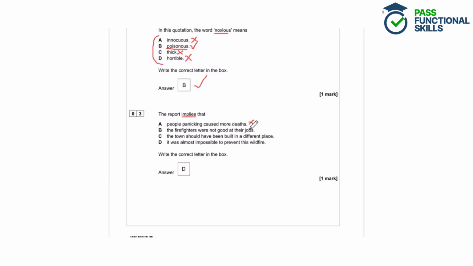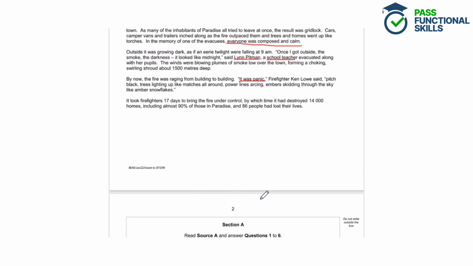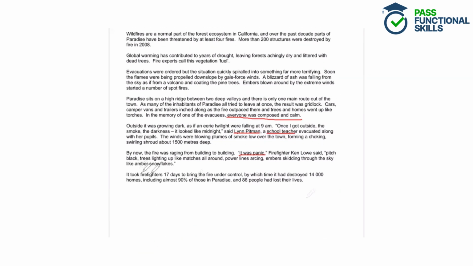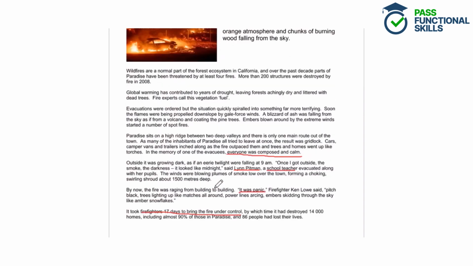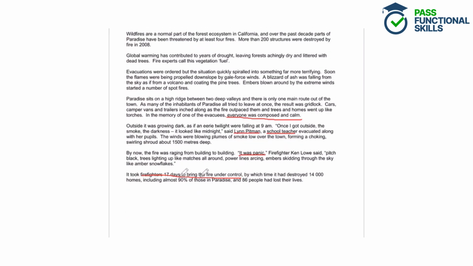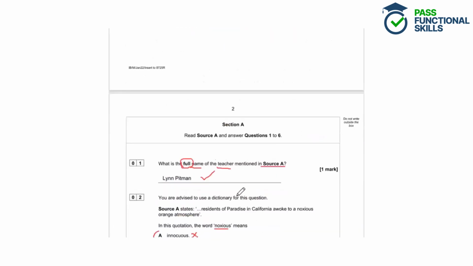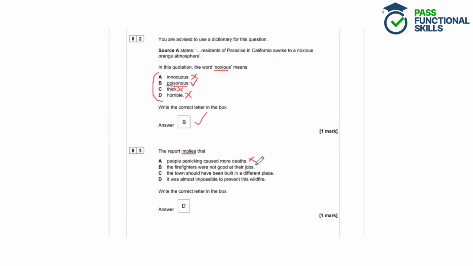Option B, the firefighters were not good at their jobs. Well, the firefighters took 17 days to bring the fire under control, and that might suggest that they're not particularly good at their jobs. However, the text really isn't stating that. That's just a fact. It's not including any opinions. It doesn't necessarily suggest that they're bad at their jobs. It just suggests that it was quite a large fire. So that's not the correct option either.